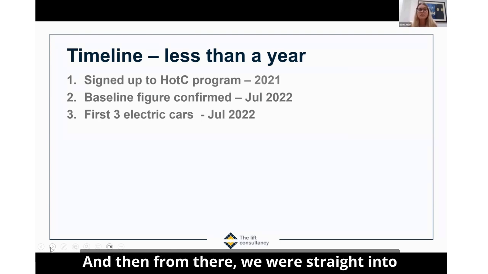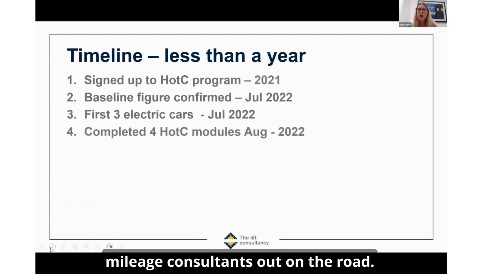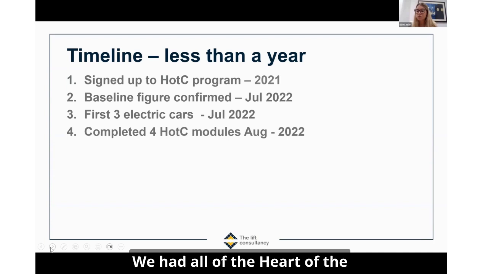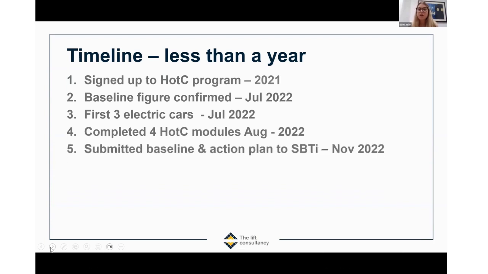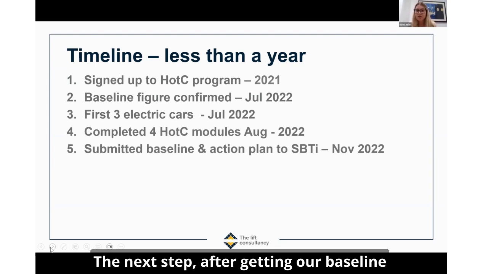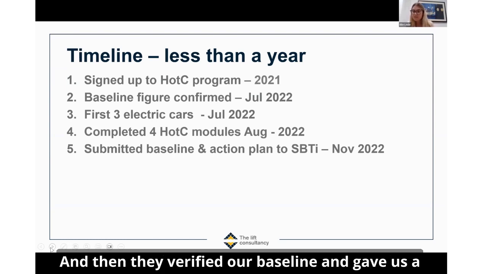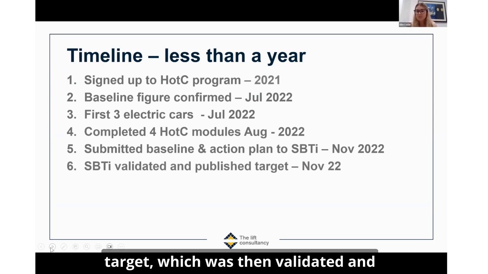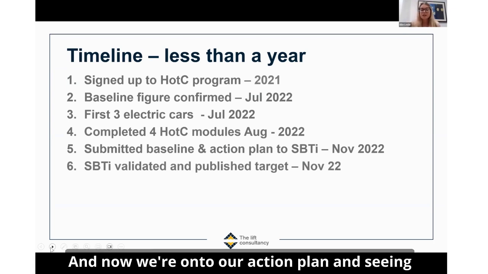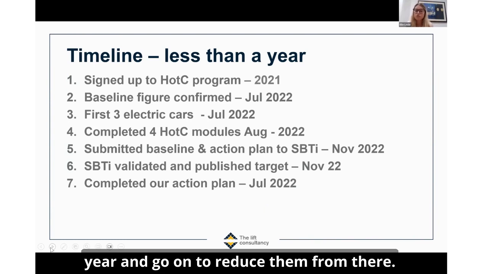And then from there, we were straight into, we got 3 electric cars for our high mileage consultants out on the road. We had all of the Heart of the City modules completed as well by August, just following that. The next step after getting our baseline confirmed from Heart of the City was to then submit it to somewhere else external. And then they verified our baseline and gave us a target, which was then validated and published in November. And now we're onto our action plan and seeing how we're going to measure our baseline for each year and go on to reducing from there.